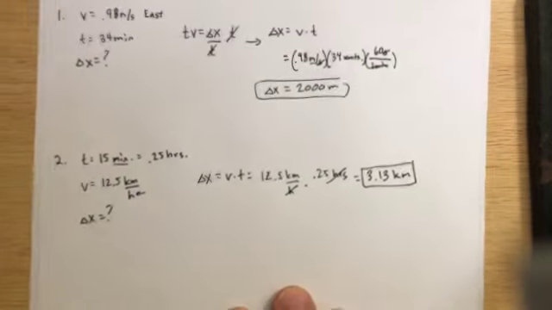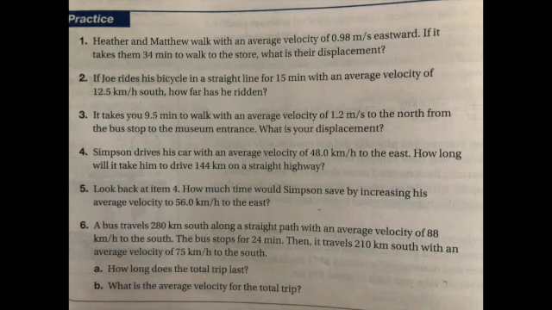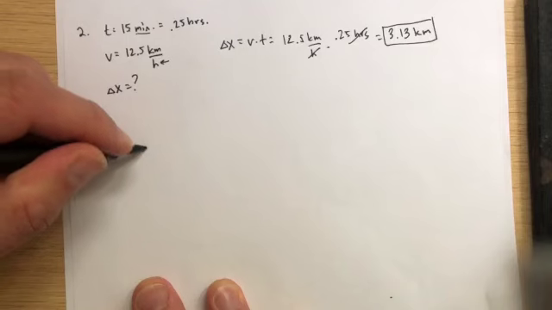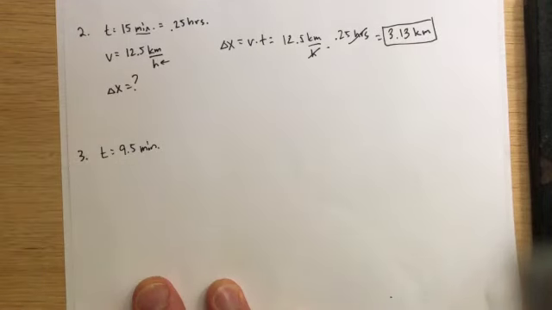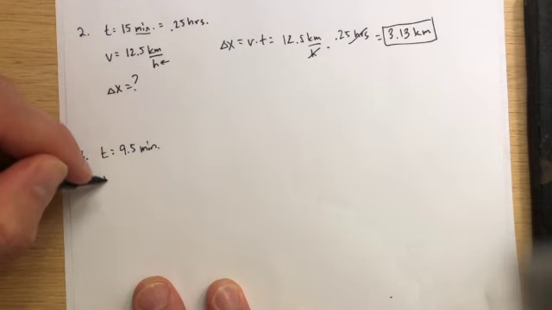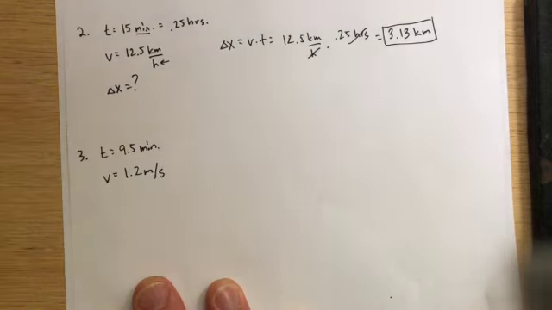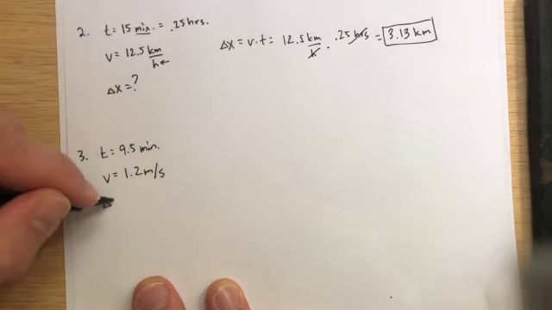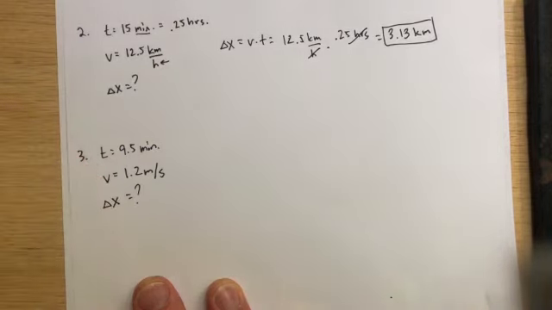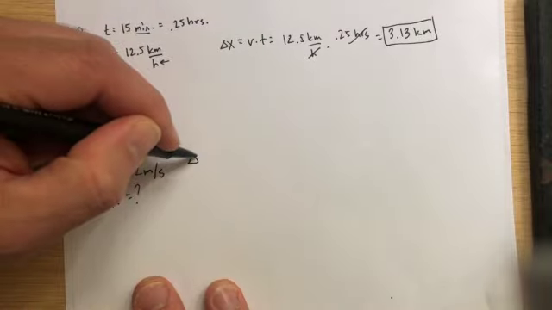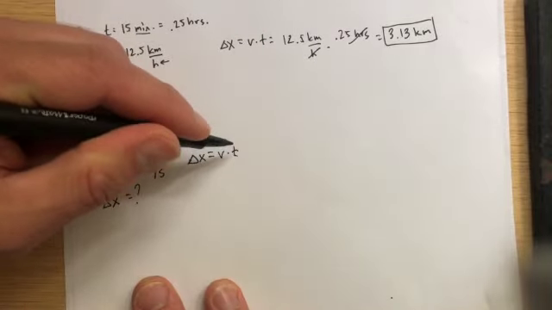All right, moving on to number 3. Number 3 says it takes you 9.5 minutes to walk somewhere with an average velocity of 1.2 meters per second. And then the question is, what is your displacement? So this problem is exactly the same as number 2. The only difference is the numbers, but the equation is the same: delta x equals v times t.